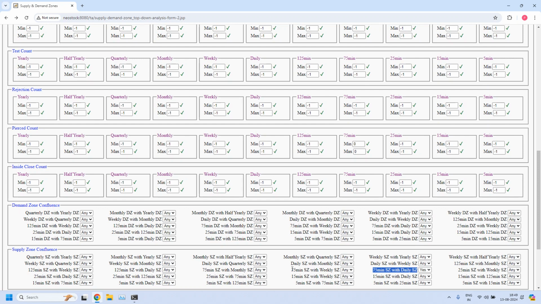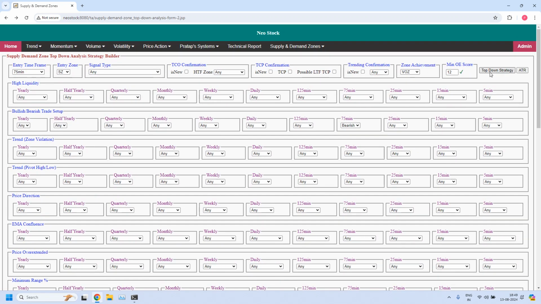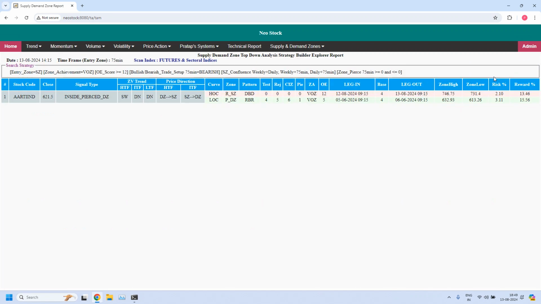75 with the daily and also 75 with the weekly, and also daily and weekly confluence also. So 3 confluences are enabled. Let's verify. LTF, ITF, HTF confluence, it is supporting. Yes. So this stock is supporting all the three confluences. So this is about a weekly income trade.